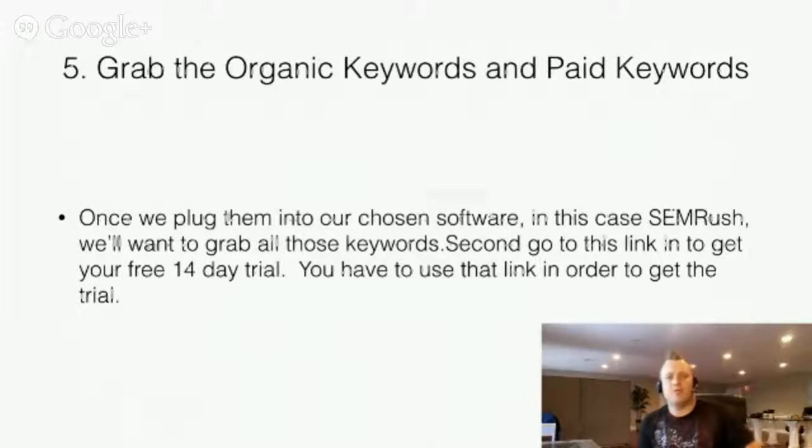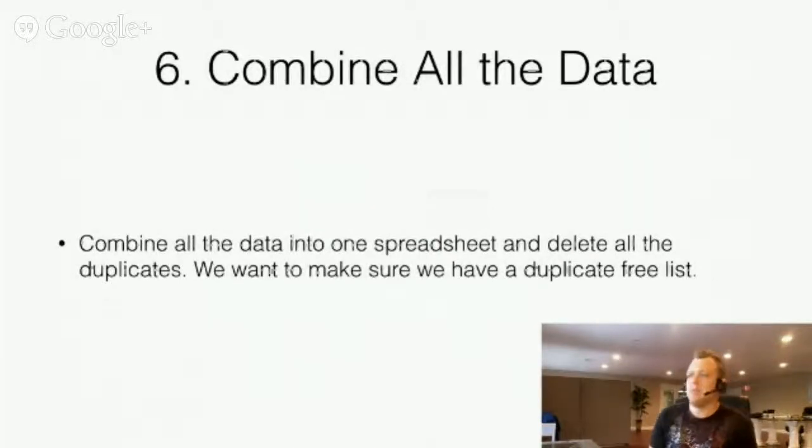So next what we want to do is plug all of these domains we just found, from SEO and from PPC, into SEMRush, and we want to download all of their keywords, both organic and paid. And step number 6 is we're going to take all this data that we got, all these CSVs that we downloaded, and combine them into one spreadsheet, and just delete all the duplicates so we have a nice, clean, duplicate-free list.